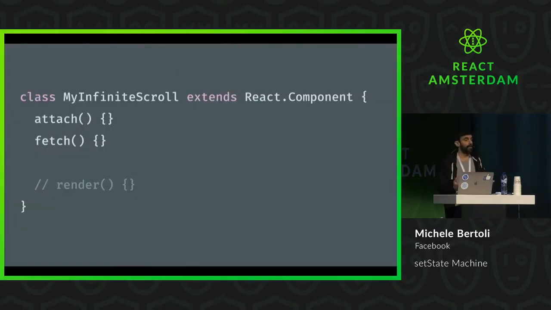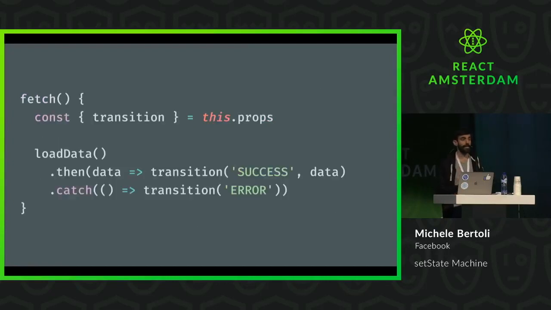And first of all, we have to add a method that has the same name of the action, just that. And React Automata is going to fire it at the right moment in time. The implementation of this fetch would be something like this. You extract the transition function from the props, and then you use this load data, which is like a function that loads the data from the APIs, returns a promise.